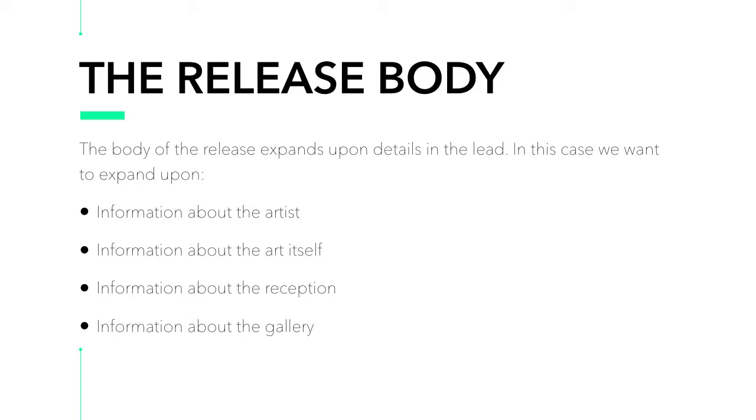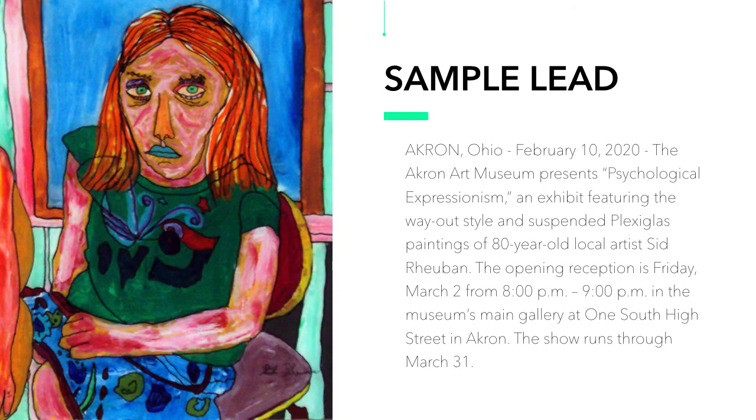Now that we've got our lead, we need to write the body of the release. The body of the release will expand on details in the lead. If you think about that lead, this man is presenting his exhibit, and we know when the opening reception is, where the gallery is located, and when the show runs through. So that's all the most important details.